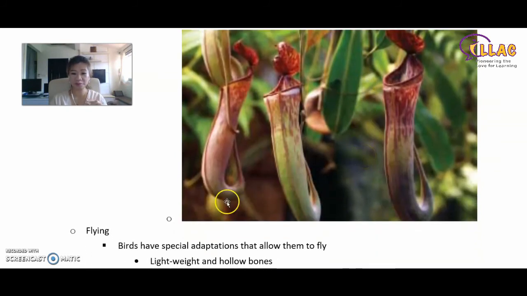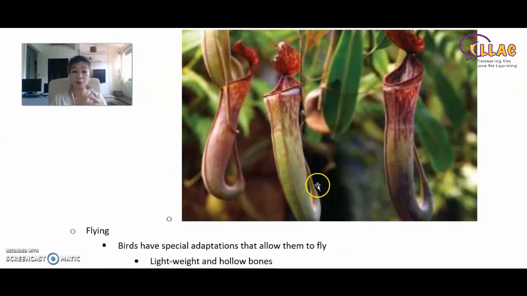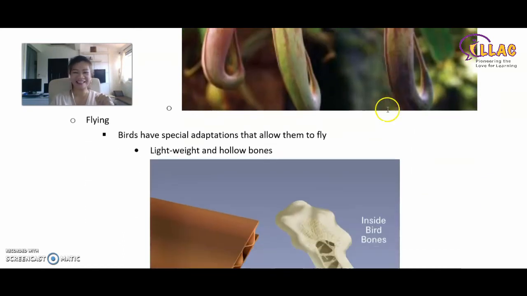There is also this one. These are called the pitcher plant. This pitcher plant works exactly the same way, but the thing is that they are very slimy at the side, so there's no way that the bug can actually climb out after they drop inside. And the same thing, they'll be digested with the digestive juices inside.